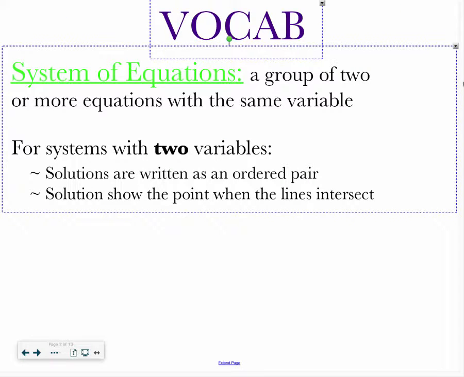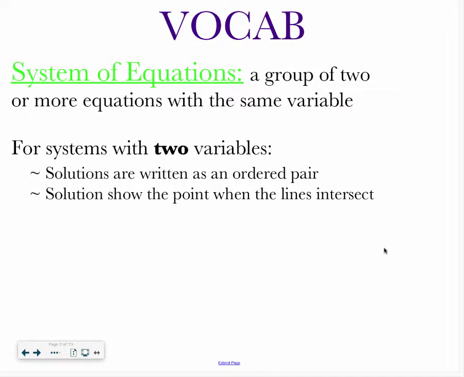Okay, so a system of equations is a group of two or more equations with the same variables. For a system with two variables, solutions are written as an ordered pair. The solution should show where the lines intersect.